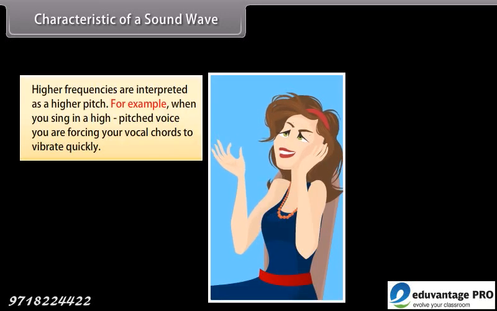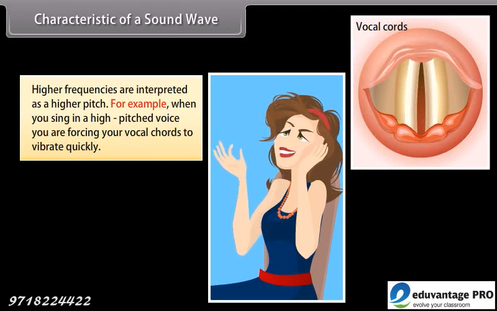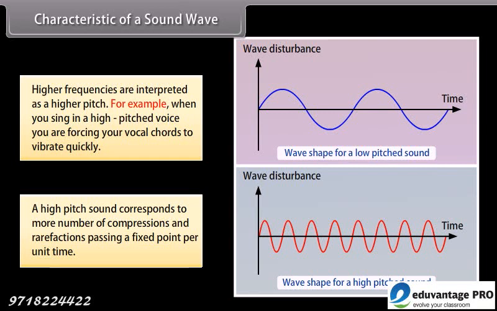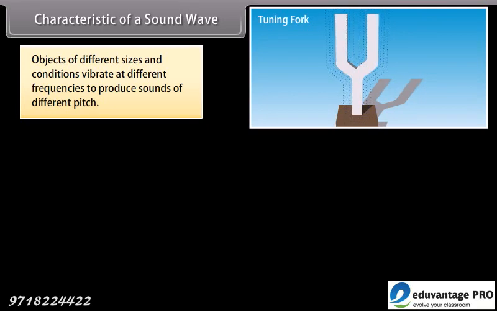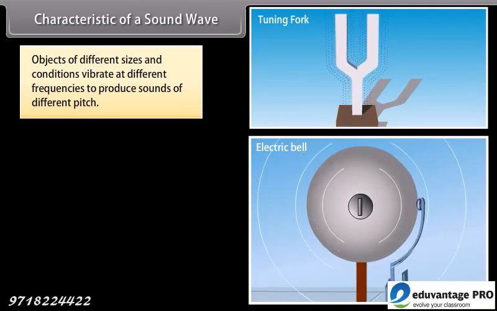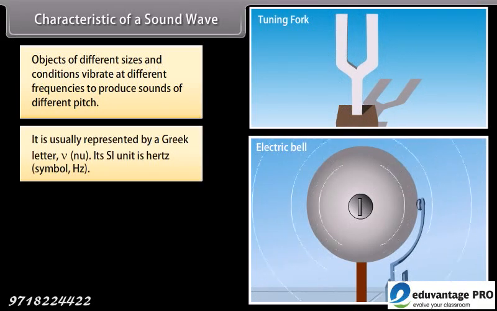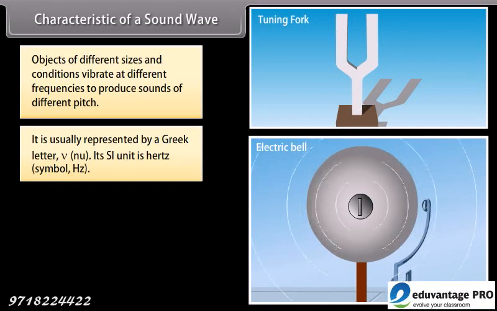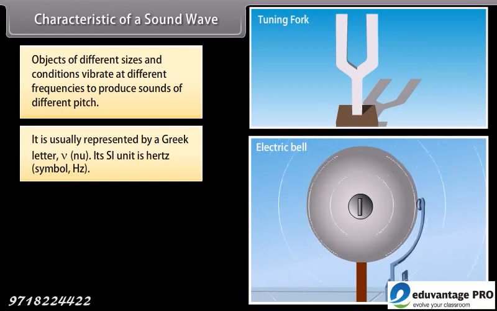Higher frequencies are interpreted as a higher pitch. For example, when you sing in a high-pitched voice, you are forcing your vocal cords to vibrate quickly. Thus, a high-pitched sound corresponds to more compressions and rarefactions passing a fixed point per unit time. Objects of different sizes and conditions vibrate at different frequencies to produce sounds of different pitch. Frequency is usually represented by the Greek letter nu. Its SI unit is hertz.